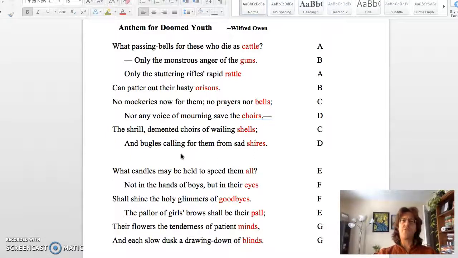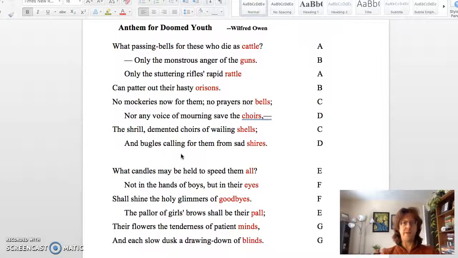This is a way of saying that those who die in machine gun fights don't get big funeral services. They don't get all the standard things. No mockeries, no prayers, nor bells. Mockeries here is a much older term. It means a tribute. No voice of mourning except for the choirs of shells, in other words, of exploding bombs, and bugles calling out songs of the dead.